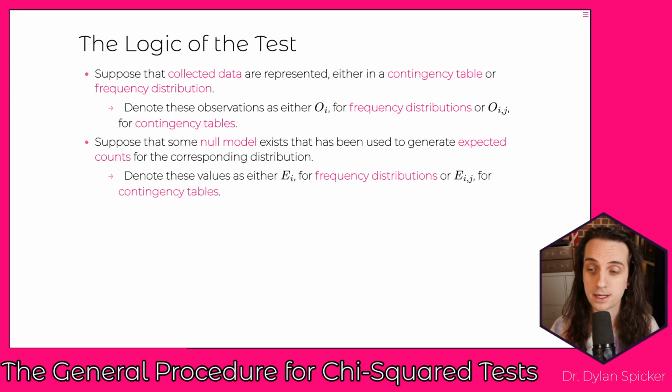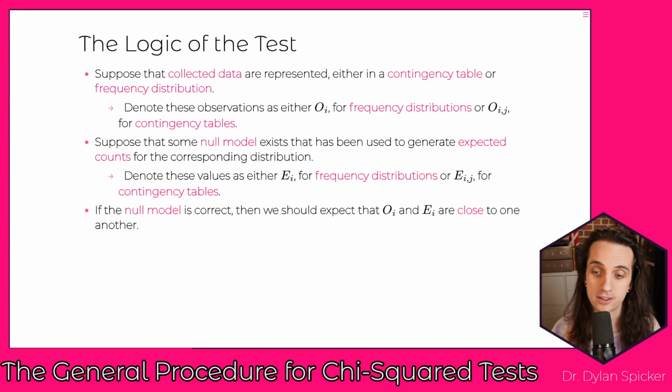So we can take those expectations and we'll denote those as either E_i, again if we are talking about frequency distributions, or E_ij if we're talking about contingency tables. Notably here, E_1 is going to be the expected value that corresponds to O_1 as our observed value, or E_12 is going to correspond to O_12, right? So there's exactly the same structure. When we have O's, those correspond to observations. When we have E's, those correspond to expected values.